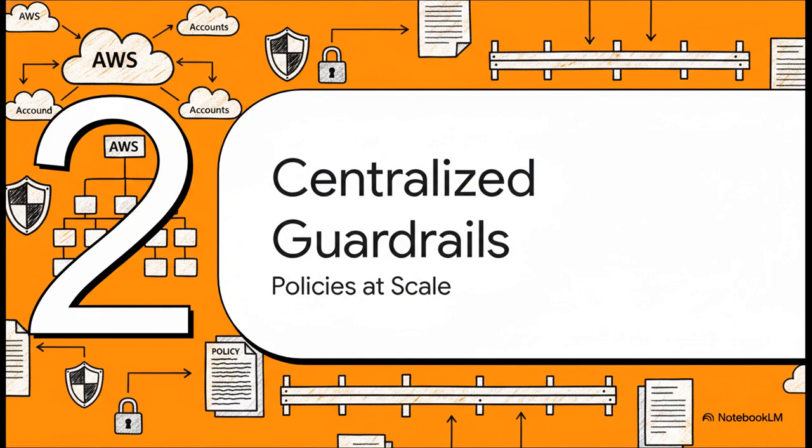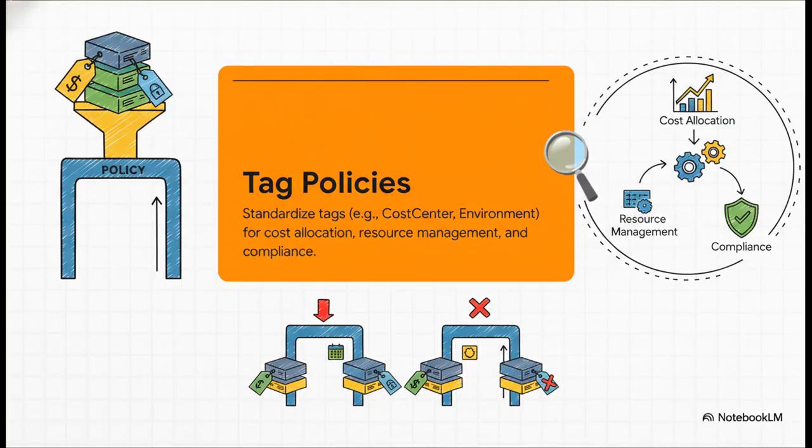Okay. So we've got our structure. Now it's time to unlock the real power of AWS Organizations, and that is enforcing centralized guardrails. This is how we use policies from a single place to standardize and lock down your entire environment at scale. First up, tag policies. Now, this might sound kind of basic, but it is foundational for good governance. A tag policy lets you force every new resource to have certain tags, like cost center or environment. So why does this matter so much? Well, it's absolutely essential for figuring out who's spending what, for managing the life cycle of your resources, and for proving you're in compliance. With these policies in place, nothing gets deployed without a name tag.